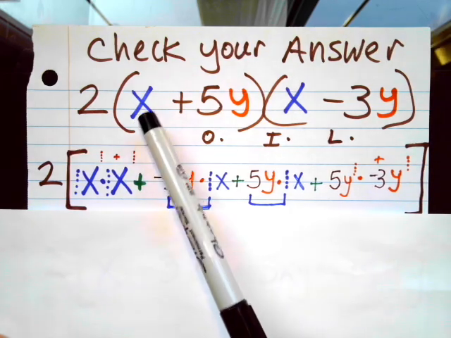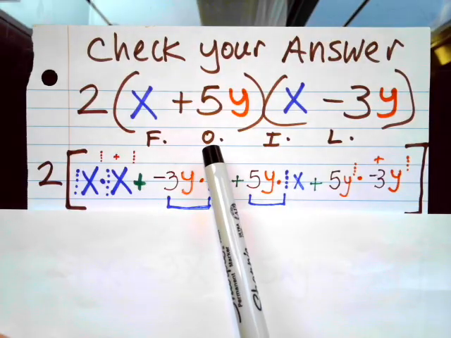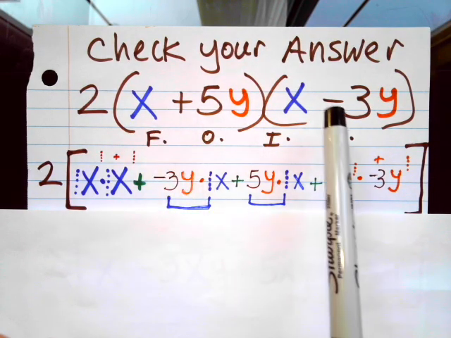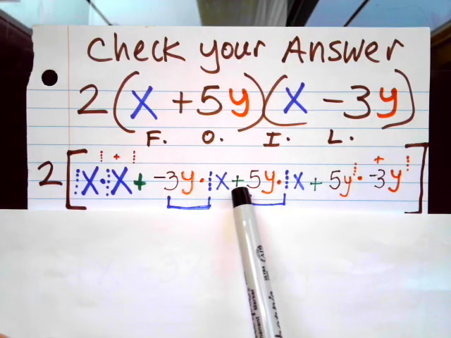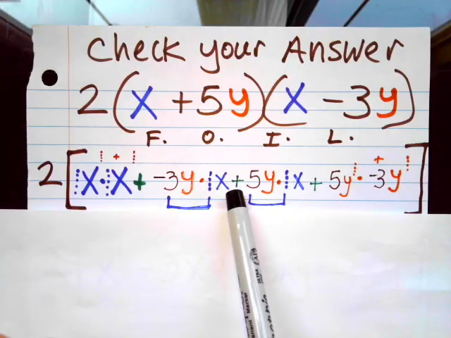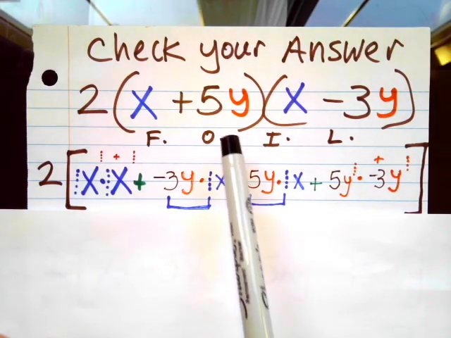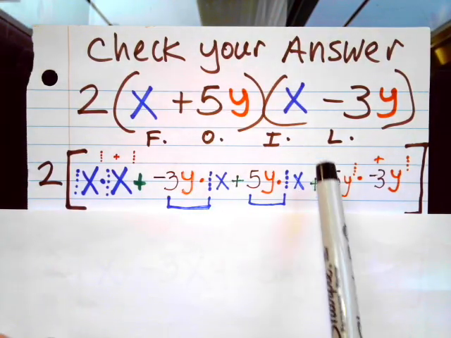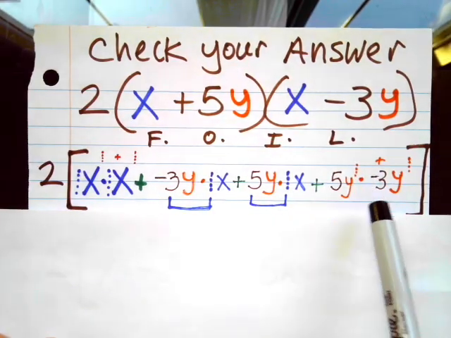So FOIL: first term times first term, that's x times x, plus outer term, that's going to be x times the negative 3y, or negative 3y times x. I'm separating the terms with a plus sign because you absolutely can do that. It's only going to clarify what we're doing, right? Inner terms, 5y times x, and then finally the last term, 5y times a negative 3y.